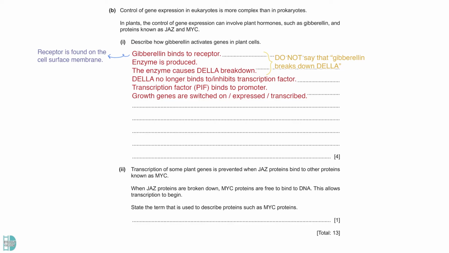2 provides some information on 2 proteins. When JAZ proteins are broken down, MYC proteins are free to bind to DNA and allow transcription to begin. State the term that is used to describe proteins such as MYC proteins. Since MYC allows transcription to begin when it binds to DNA, it is a transcription factor.